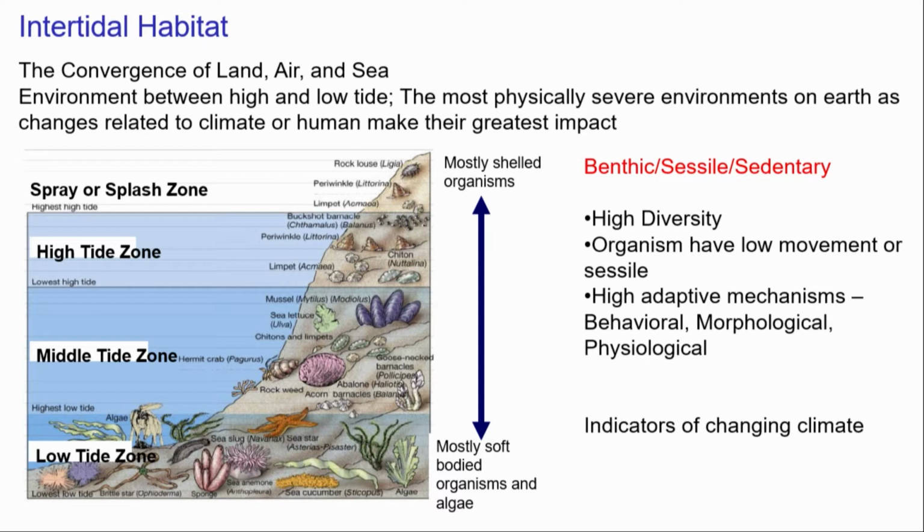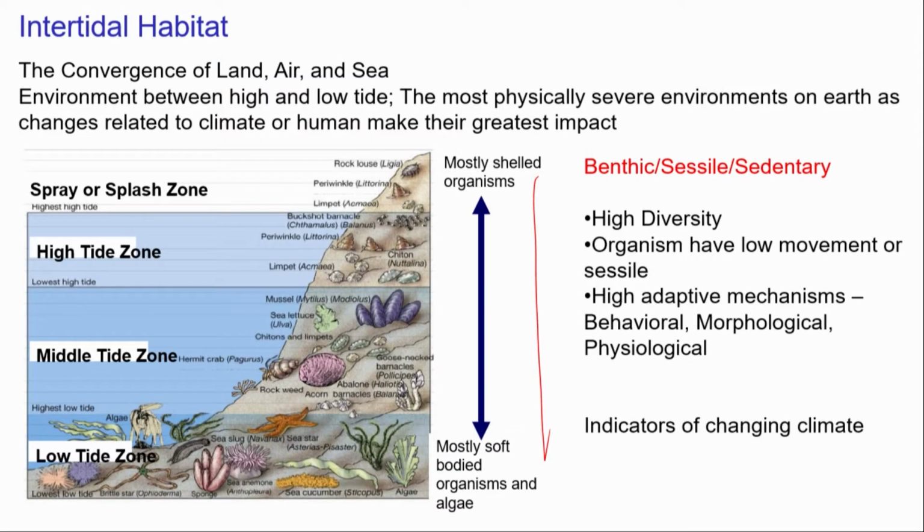If you see this image, there is a spray zone or splash zone, and then you have the high tide zone, the mid tide zone and the low tide zone. At the very highest high tide, in the splash zone and the high tide zone, we find mostly shelled organisms. As you come down to the low tide zone, you will find mostly soft-bodied organisms or algae. And this intertidal habitat is mostly covered by benthic, sessile and sedentary organisms.